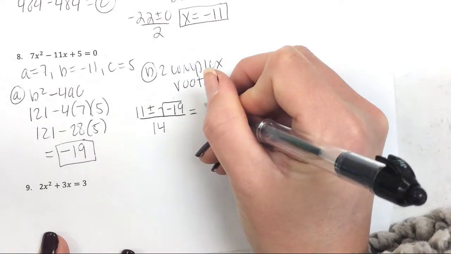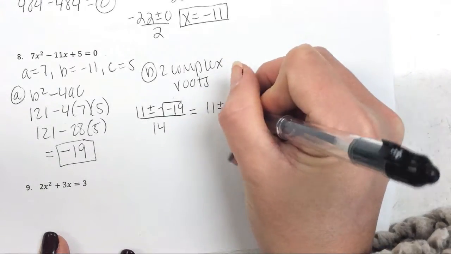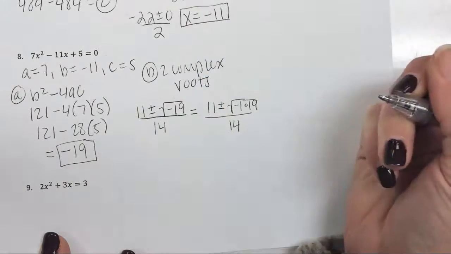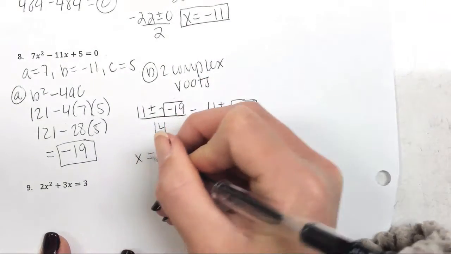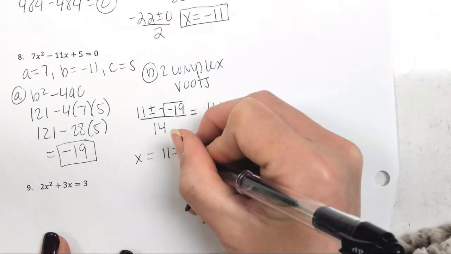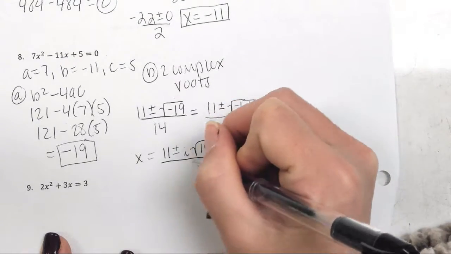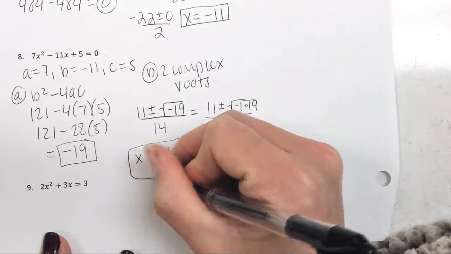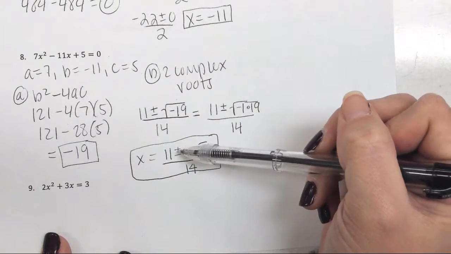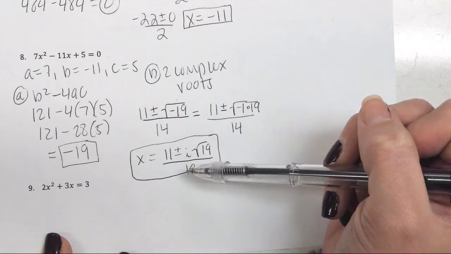So all we can do right here is do 11 plus or minus. We can take out the negative 1 because we know the square root of negative 1 is I. So our final answer will be 11 plus or minus square root of negative 1 is I. We have to leave the 19 underneath the radical over 14. So we have the two complex roots because we have a plus and a minus. The complex is because of the imaginary number, the I.